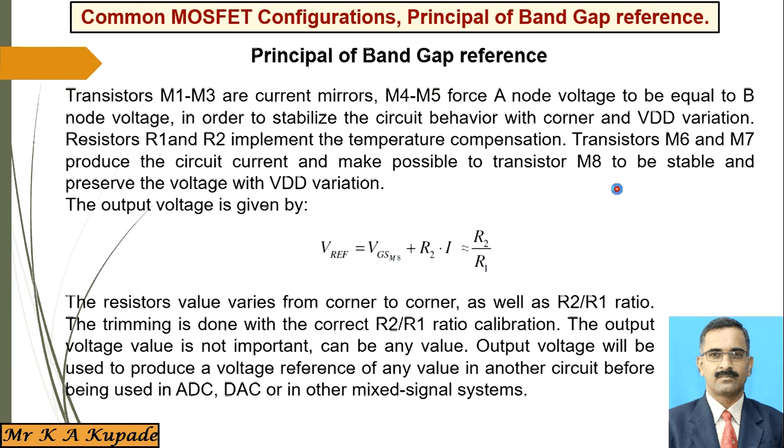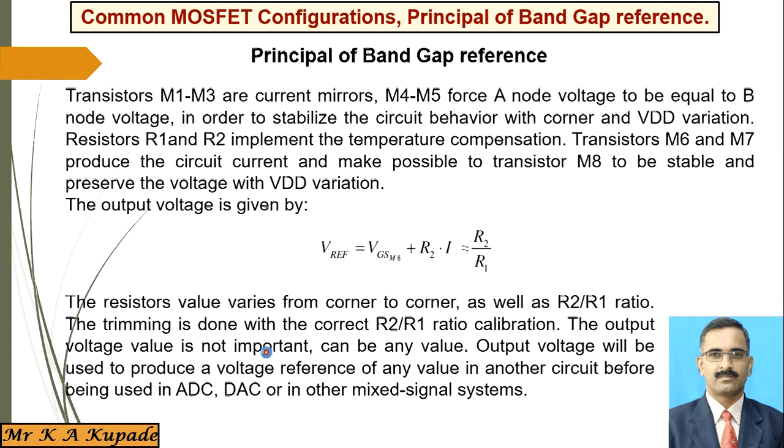The transistors M6 and M7 produce the circuit current, and make it possible for the MOSFET to keep the voltage stable irrespective of the variation of VDD. That means it provides the reference output, which stays stable despite the variation of VDD, through M6 and M7. So this particular V reference is given by this equation.